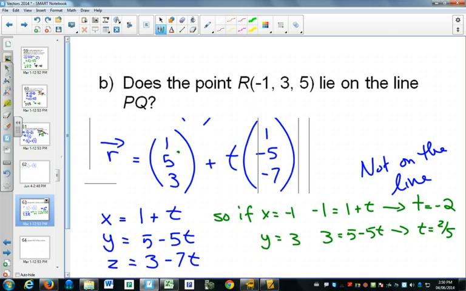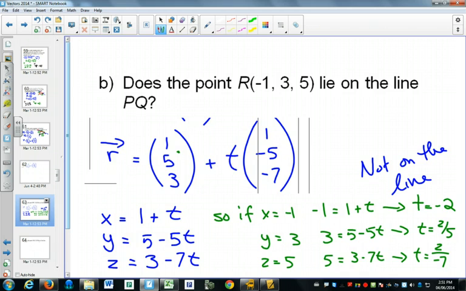But even if we had gotten t to be equal to -2 at this time, we would still need to check the final point for z, and this is when z is equal to 5. Well, that would mean you'd have 5 equal to 3 minus 7t, which implies move the 3 over, t is equal to 2 over -7. All three of those would have to be the same in order for the point to lie on the line, because any point can be found by plugging in any value of t and then figuring out what the corresponding values would be. So that point is not on the line.